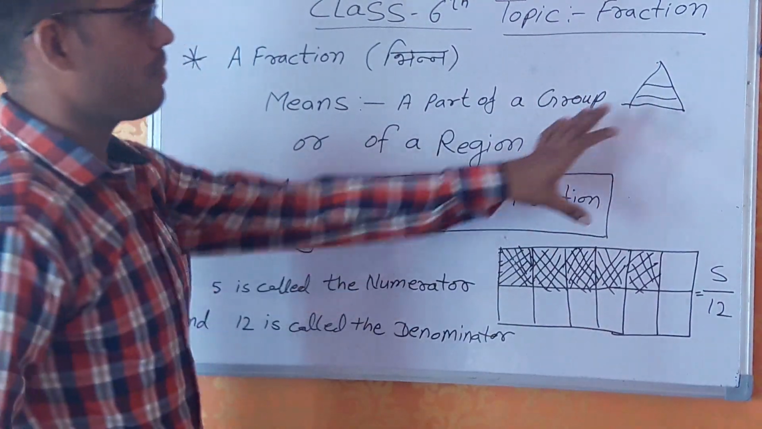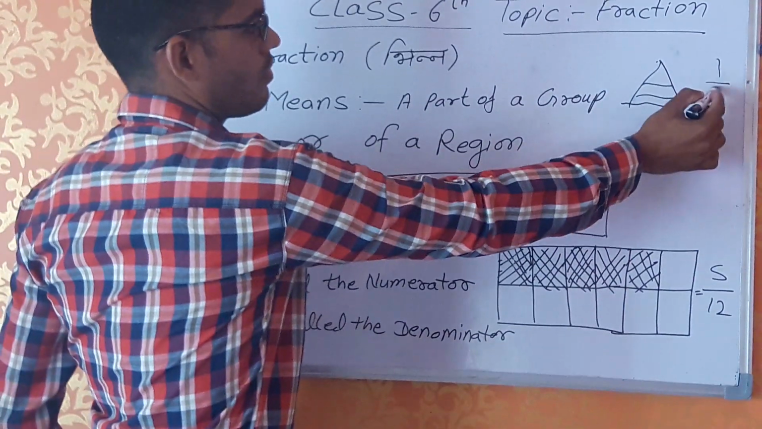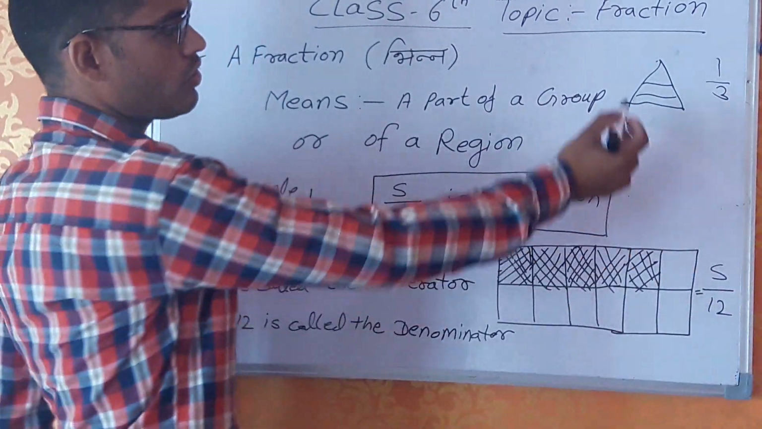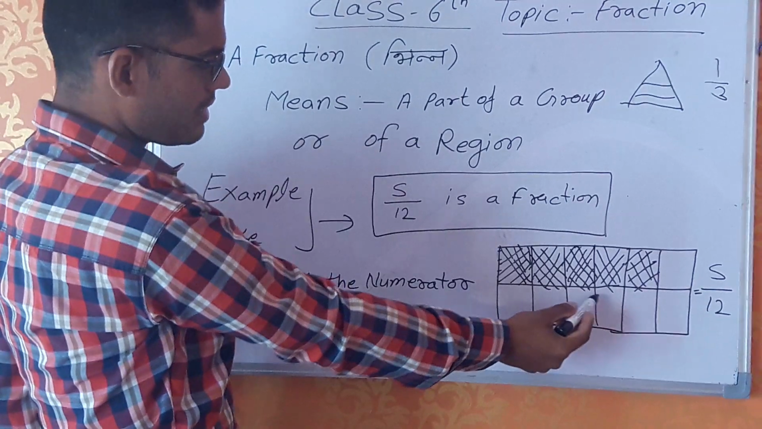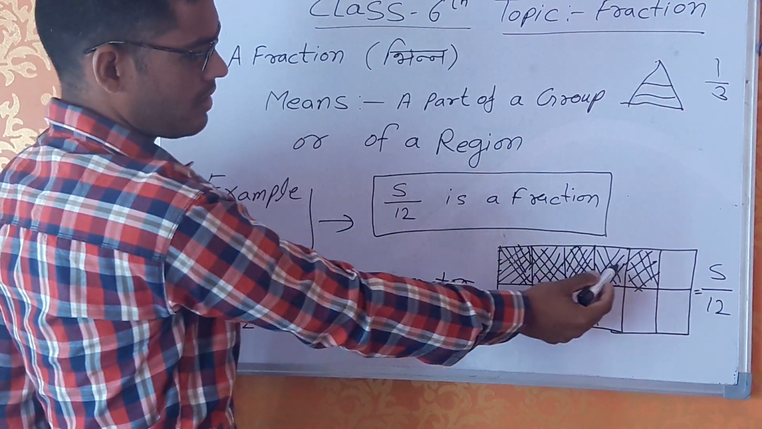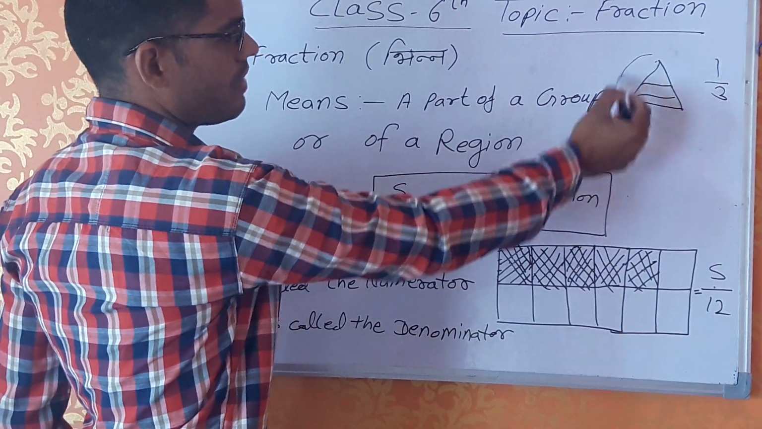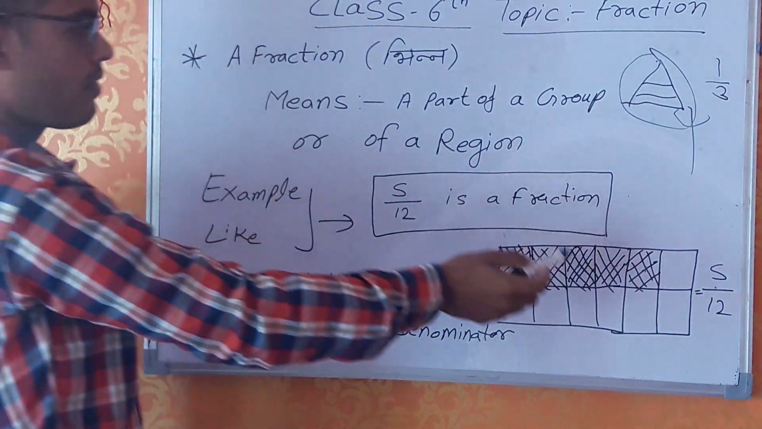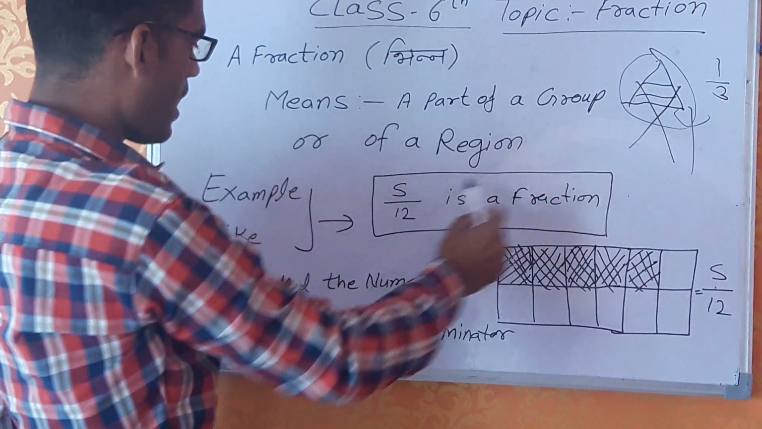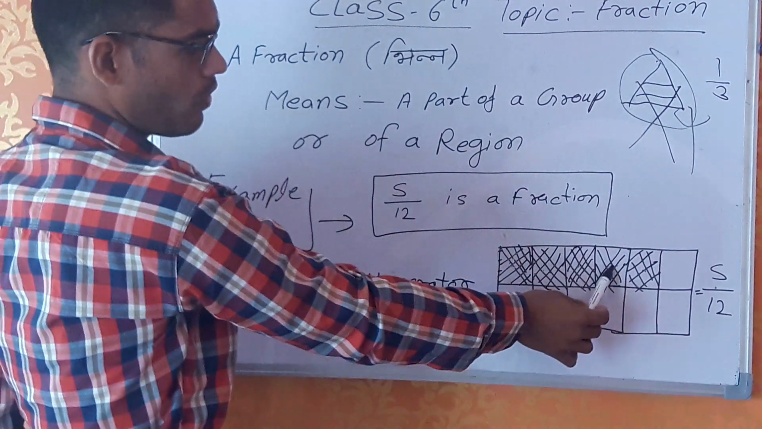This is not a fraction, 1 upon 3, because the parts are unequal. Where the parts are equal boxes, that means it is a fraction. It is not a fraction when they are unequal. Here, the 5 shaded parts are equal boxes.